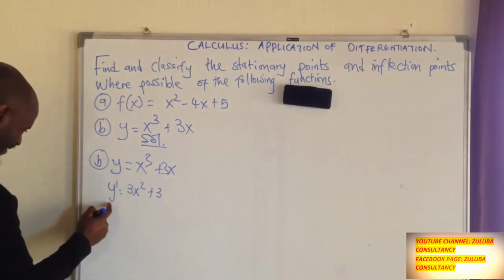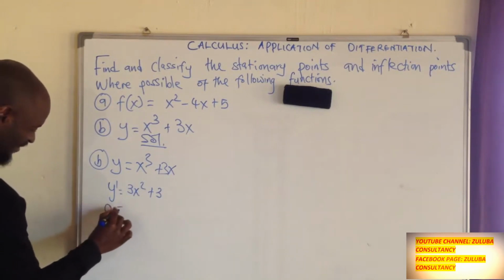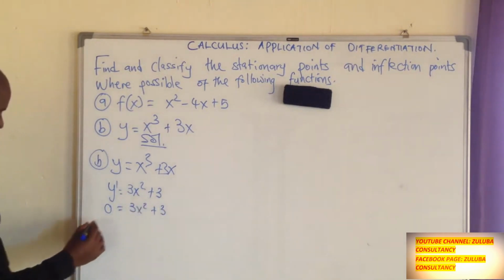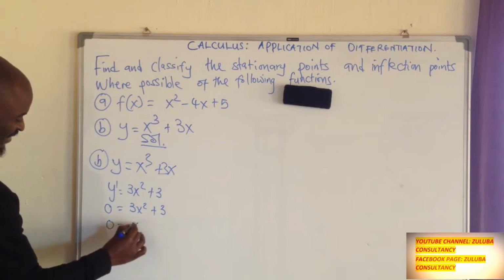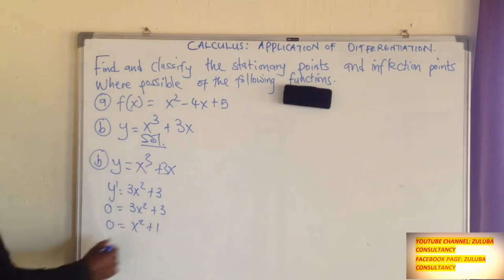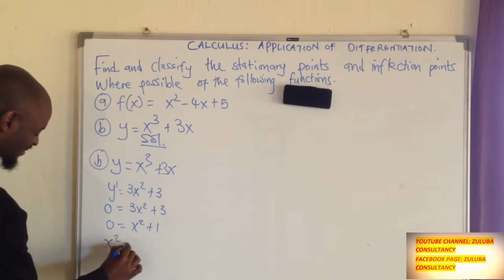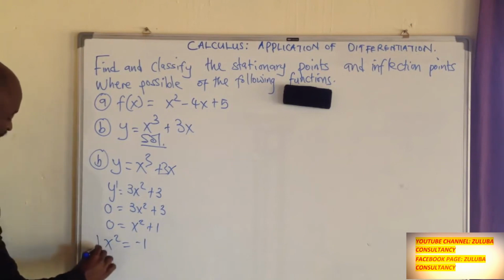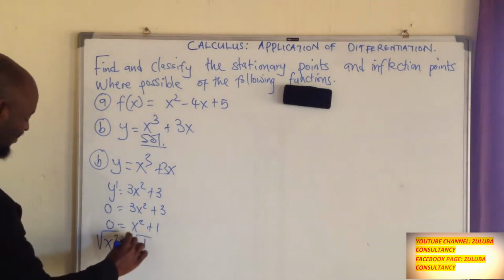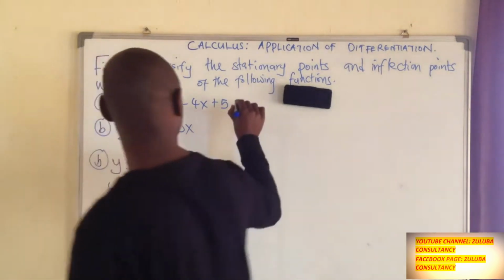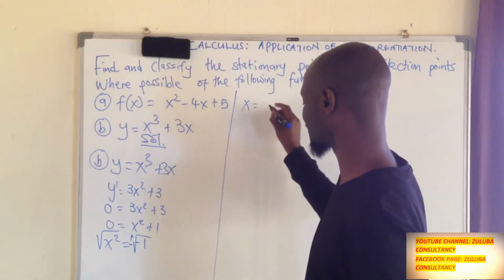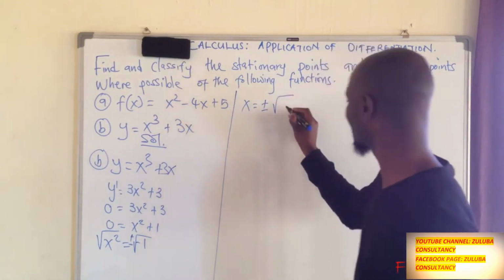Now, at the stationary points, the derivative is 0. So if I try to equate that to 0, I can divide throughout by 3. I'm going to get 0 is equal to x squared plus 1. Here I have x squared is equal to negative 1. So we have to find the value for x and not x squared, so I introduce square root both sides. But whenever I introduce square root, this should read positive or negative. So we are going to have x is equal to plus or minus square root of negative 1.